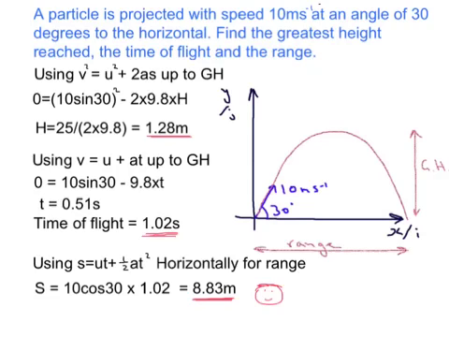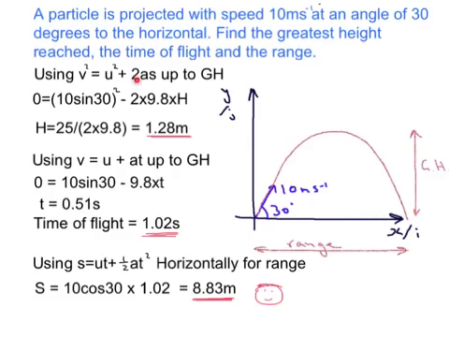Here we have a particle projected at this speed, at an angle of 30 to the horizontal, as in my lovely diagram here. Find the greatest height, so that's this height here, the time of flight, so the time it takes to get from here to the end, and the range. The range is the horizontal distance.